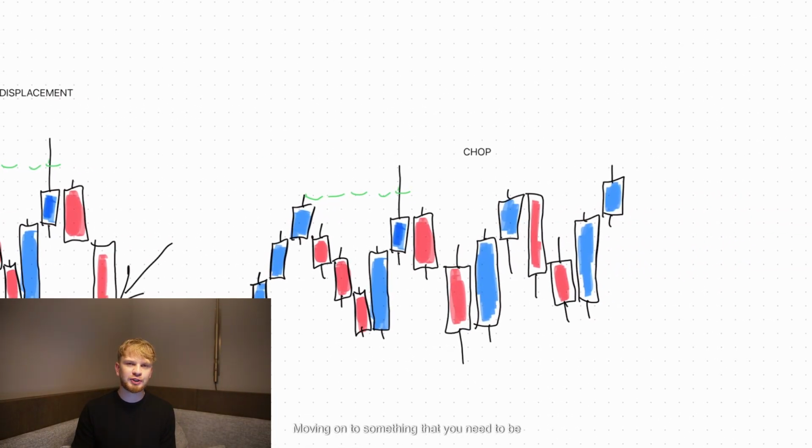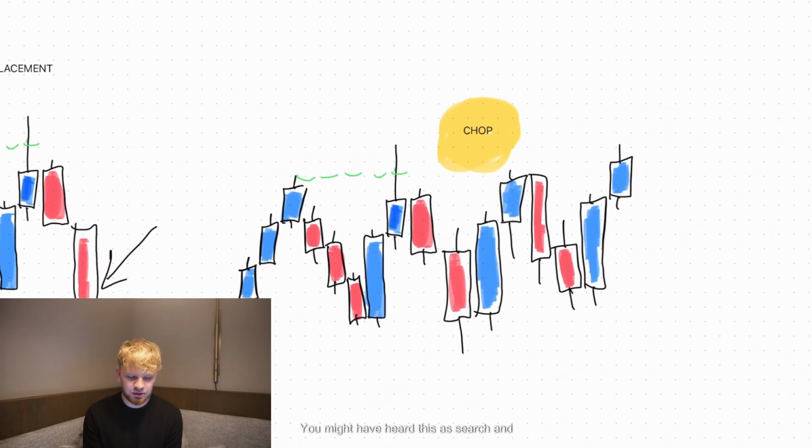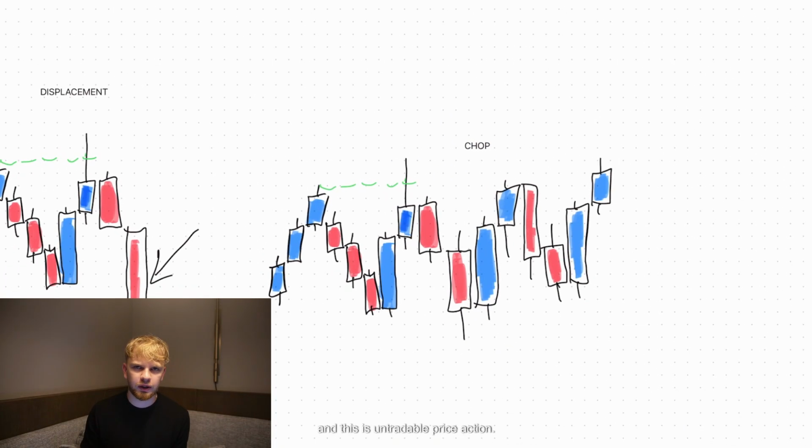Moving on to something that you need to be able to identify is the chop / consolidation. So whenever we are chopping / consolidating, this is when price action is going sideways. You might have heard this as search and destroy. This is when price action is taking the highs, then taking the lows, not taking the highs, not taking the lows. We're just literally going sideways, and this is untradable price action.